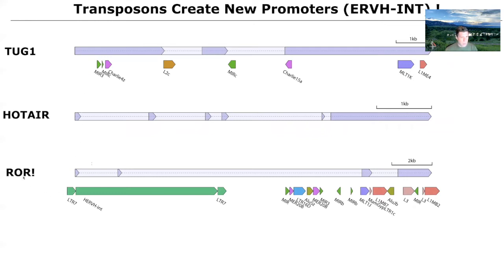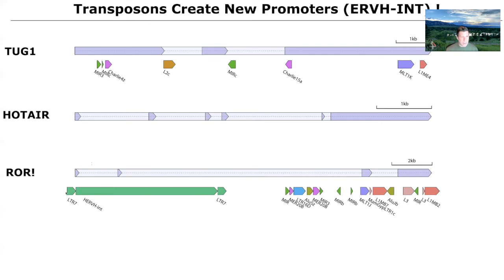But what was interesting is this long non-coding RNA, lincRNA-ROR, which is important for that reprogramming process we talked about, Yamanaka's discovery, where when you put in those pluripotency factors, lincRNA-ROR is actually one of the first genes turned on, and that was actually discovered by Yamanaka himself. And it has this ERV-H transposon in it, which is only in humans.